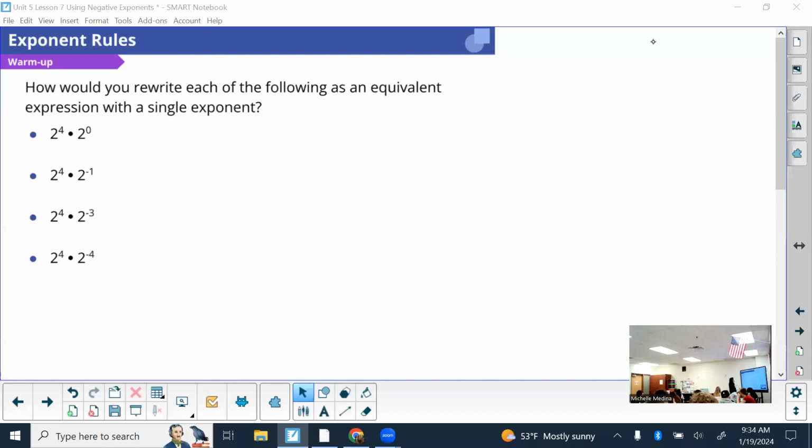Had to rewrite each of the following as an equivalent expression with a single exponent. So table one, what did you get when it was 2 to the 4th power times 2 to the 0 power?